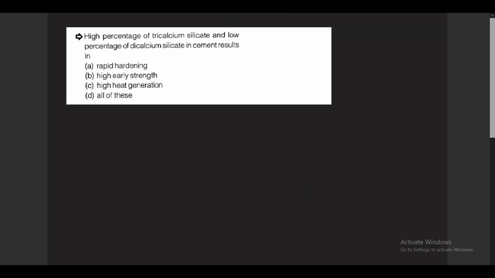Now the next question is, a high percentage of tricalcium silicate, that is C3S, and a low percentage of dicalcium silicate, that is C2S, in cement results in what? What does it result in, if I increase the percentage of C3S and reduce the percentage of C2S? So let's read the options one by one.